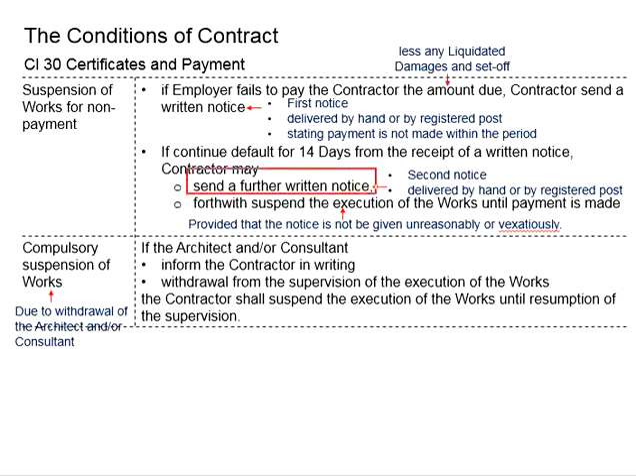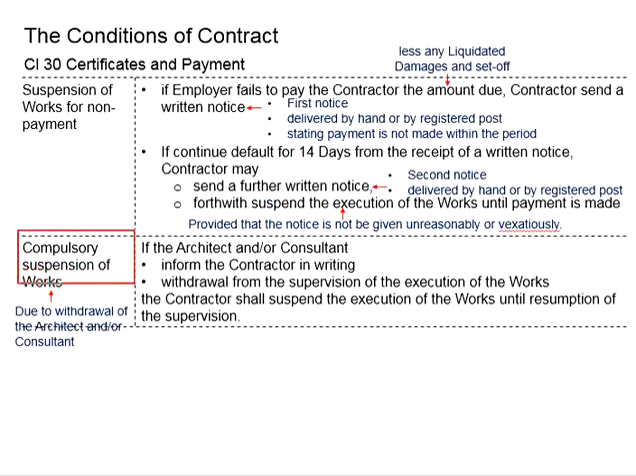may send a further written notice. This will be the second notice, and make sure it is delivered by hand or by registered post. Forthwith suspend the executions of the work until the payment is made. That means with the second notice here, the contractor can suspend the executions of the work. Wait until the employer clear the payment before the contractor proceed with the work. This is provided that the notice is not given unreasonably.